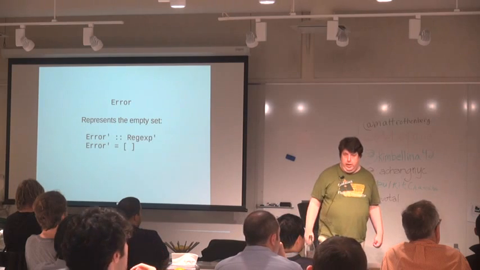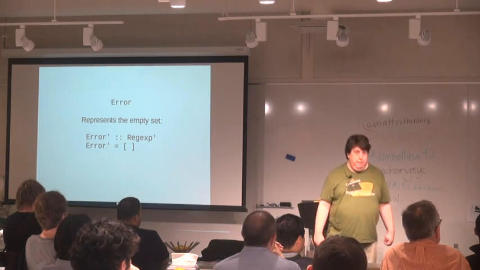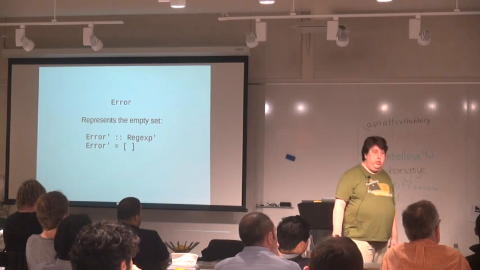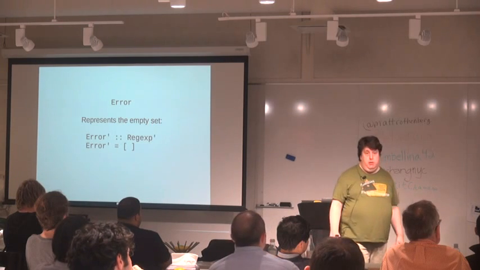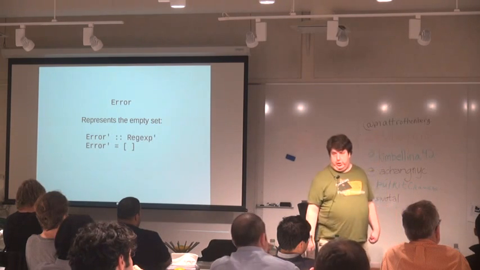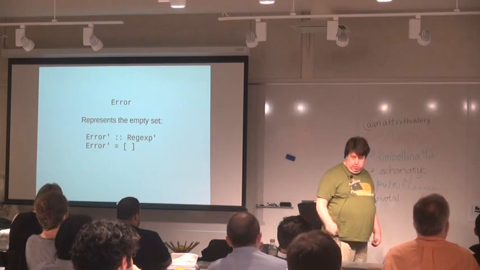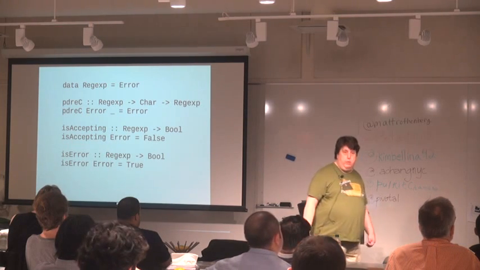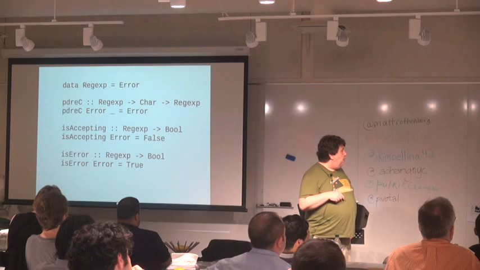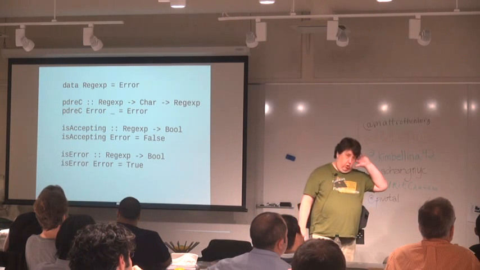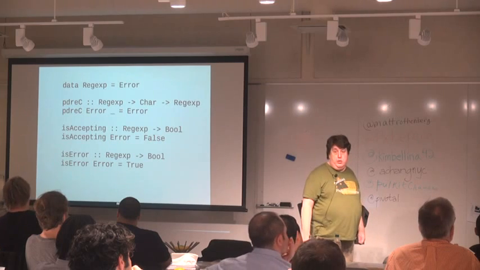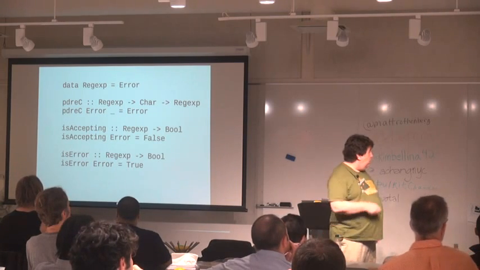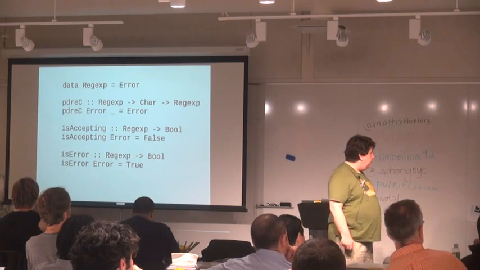So let's start filling in the data. Let's start with error. Error represents the empty set. In our example, this would be like having a constructor, error prime, that returns the list of strings that match, and it's just the empty list. So now I replace the something with regex equals error. The partial derivative of C, when the regular expression is an error, always remains error. Since this is the empty list, nothing can match, so the empty list goes to the empty list.